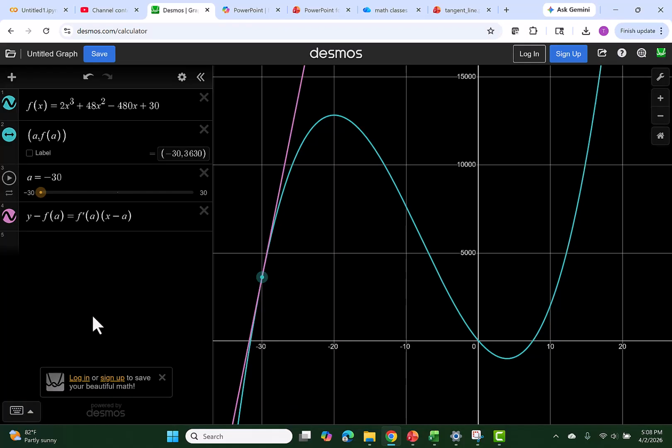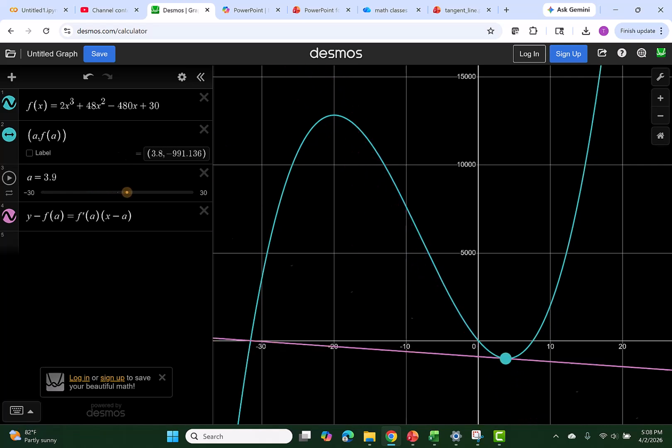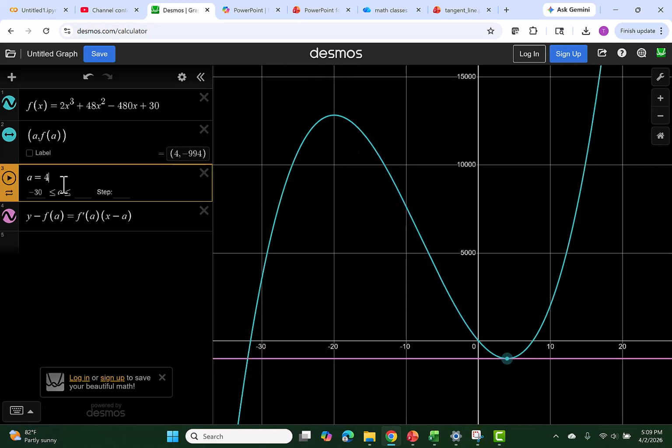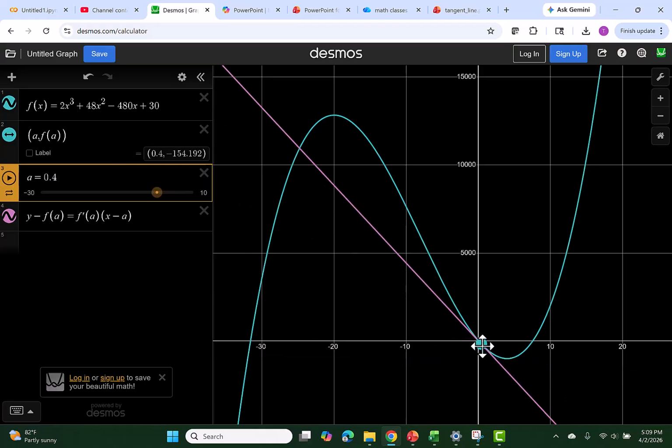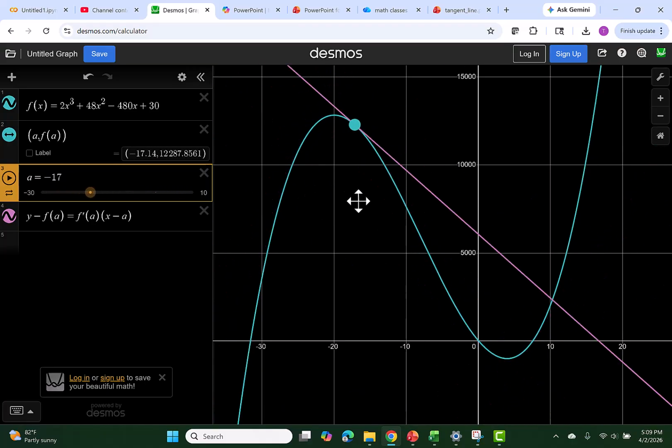We know the tangent line is the instantaneous rate of change of the graph at a singular point. As we move the point on the graph, we can see that the tangent line changes. So sometimes it could be increasing, sometimes it could be decreasing, and sometimes it's equal to 0. What you should notice is the tangent line is 0 whenever the graph changes direction. So it changed from decreasing to increasing, or it changed from increasing to decreasing.